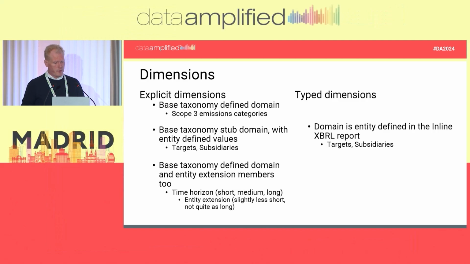And then over on the right, we've got typed dimensions, and it's only really that middle row that lines up. A typed dimension is just an empty domain. It says, you should tell me your targets. And you put those targets straight into your report. So with a typed dimension, the key thing is you don't need an entity extension taxonomy for it. It just goes straight in the report.